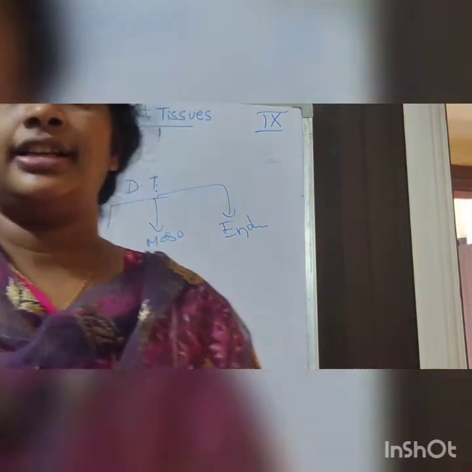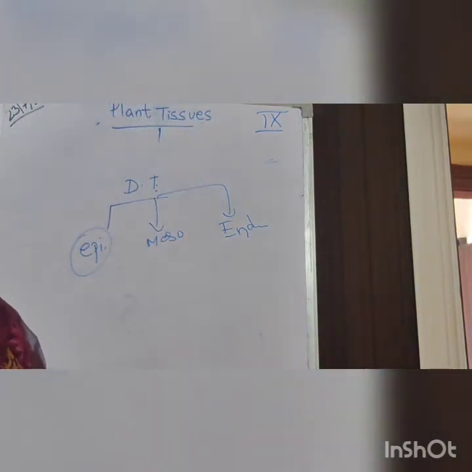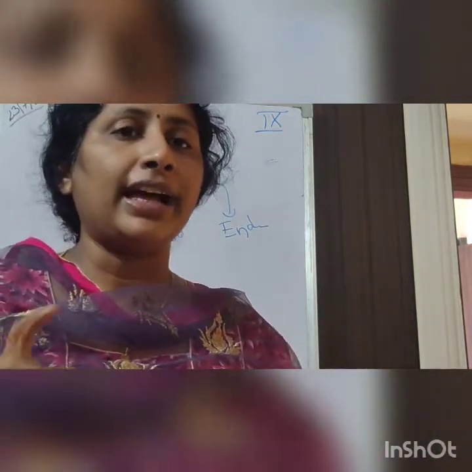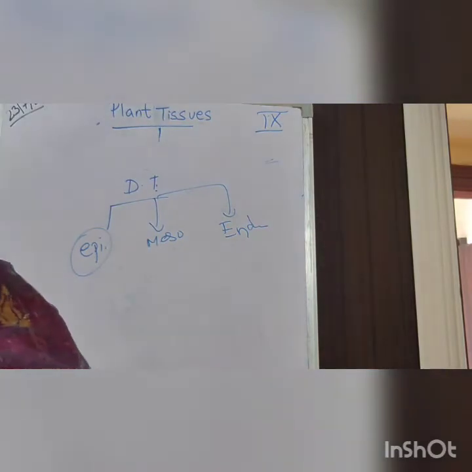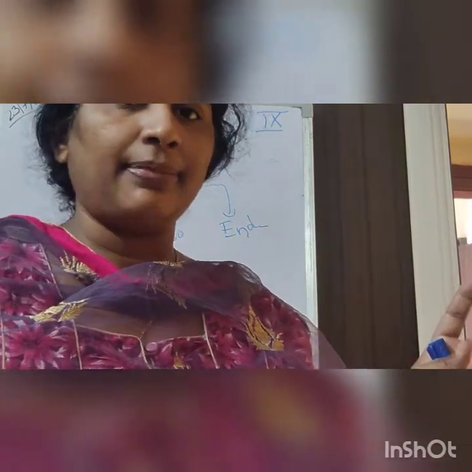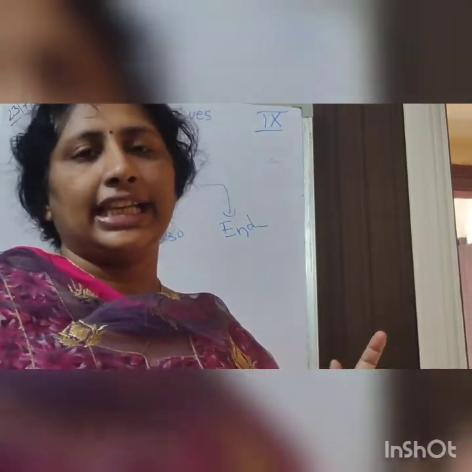Next, coming to the ground tissue. Ground tissue is present throughout the plant. It is forming the bulk of the plant. So again the ground tissue is divided into three types. What are they? Parenchyma, collenchyma and sclerenchyma.